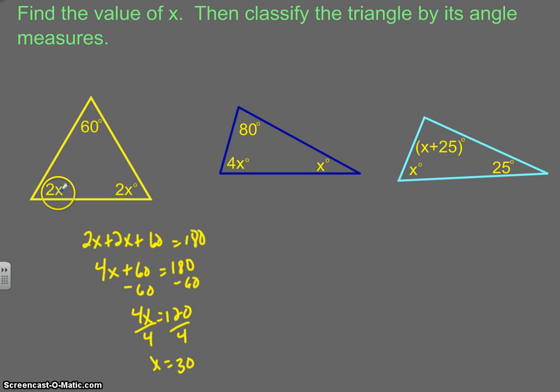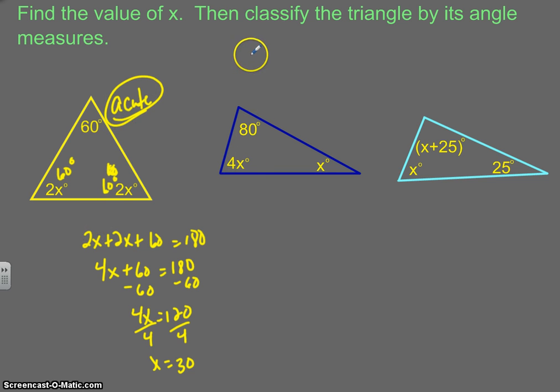So if x equals 30, this has to be 60 degrees, and this has to be 60 degrees. Now, classify it by its angles. All of the angles are under 90 degrees. This is called an acute triangle.